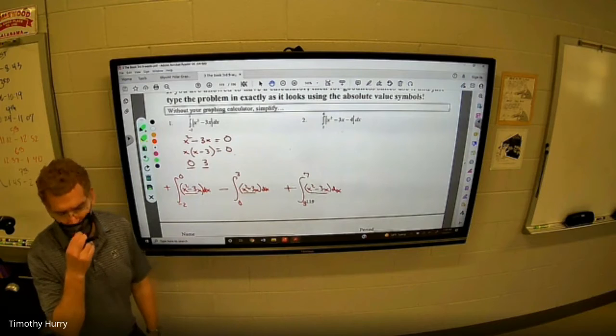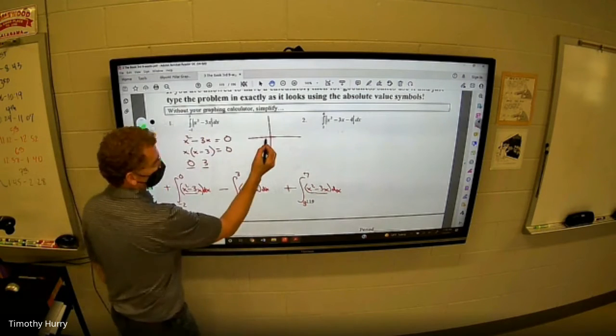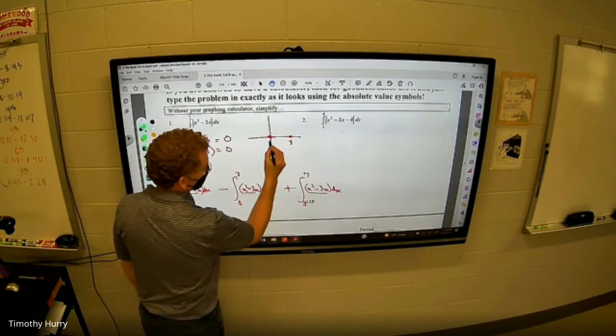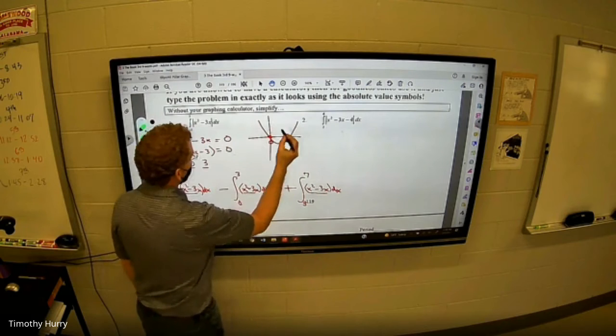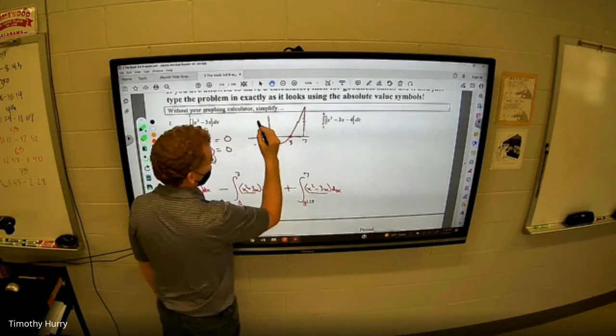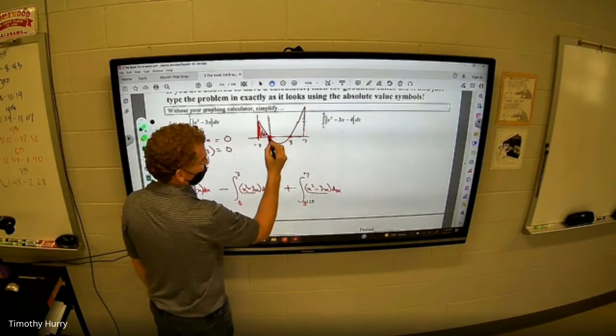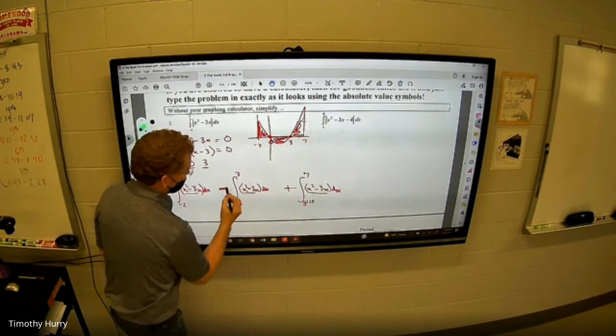And also, if you're thinking, Mr. Hurry, I know what this graph looks like. This is a parabola that crosses at 0 and 3. I know that. And it's a positive x squared, so I know it's an upward parabola. So if I'm integrating from -2 to 7, what do I know about this? It goes negative, positive, negative, positive. So it's the middle part that I need to change the sign of.